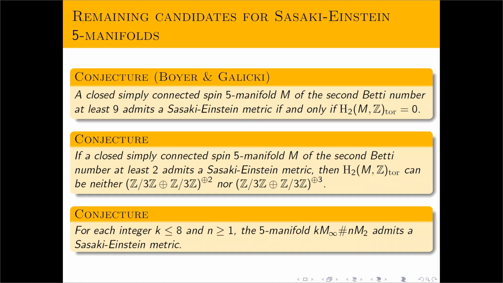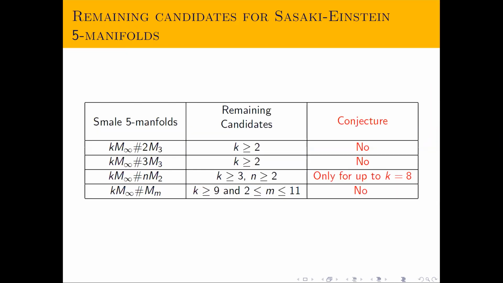That's the first conjecture. And the second conjecture: if M has second Betti number N equal to 2, then this type of torsion cannot appear. That's the second conjecture. And the last conjecture is that if K is at most 8, then this admits the Sasaki-Einstein metric. That's the third conjecture. So if you collect these conjectures, then you will have this table.